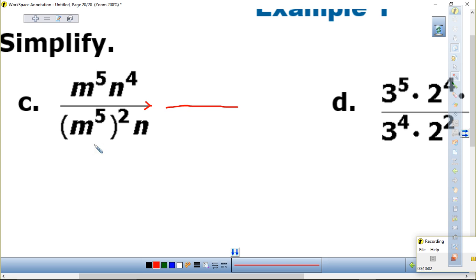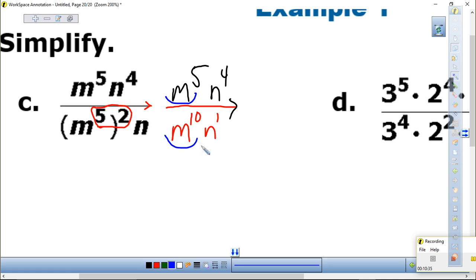So what do we do here in the denominator first? We simplify, which means we multiply the 5 and the 2. So this becomes m to the 10th, and this is n to the 1st. All right. Then we bring these over, m to the 5th, n to the 4th. And now that we have that simplified, let's start one base at a time.